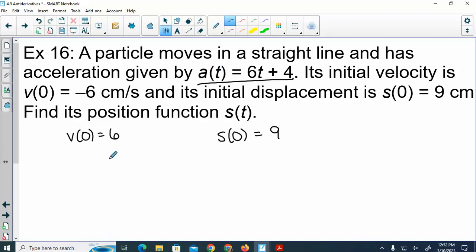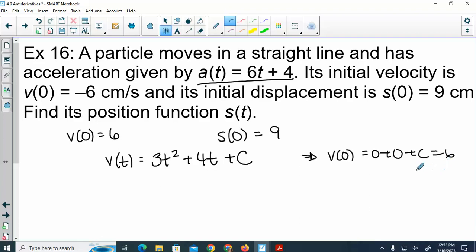So if we have acceleration, then moving backwards, the velocity would be 3t squared plus 4t plus c, and we know the velocity at time 0 equals -6. So if you plug in a 0 for all of your t's, that equals -6. So the actual velocity is 3t squared plus 4t minus 6.